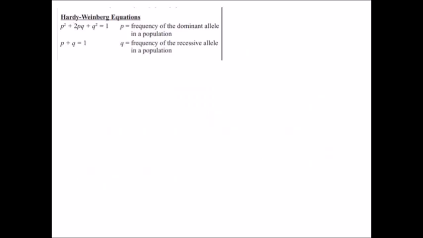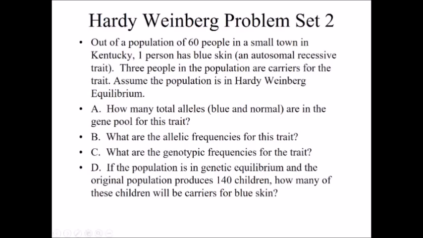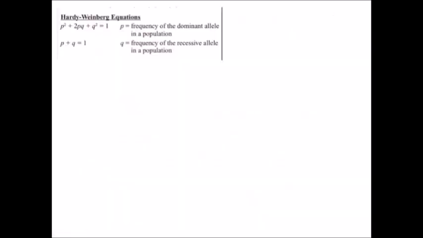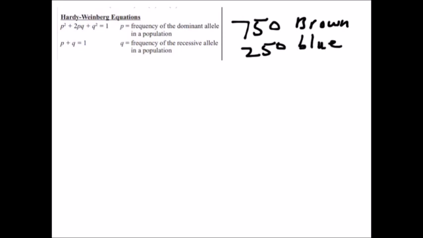So, what they gave us in this problem is that we had 750 individuals with brown eyes. It told us we had 1,000 individuals. So if 750 had brown, that means that 250 have blue. Now the thing that we really have to look at here, and what you typically want to find in a Hardy-Weinberg problem first, when possible, is the frequency of homozygous recessive individuals.